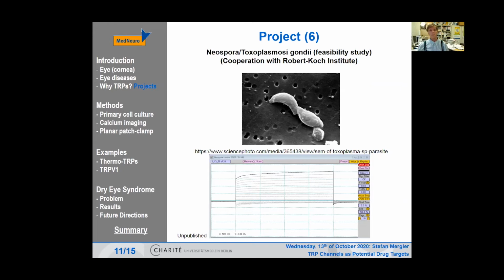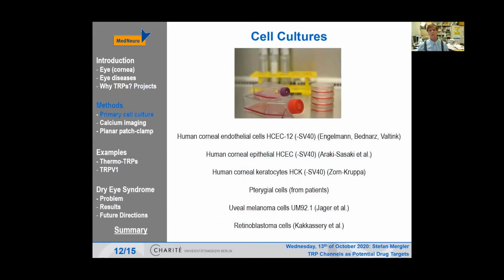Okay, these are the projects. And now coming to the next point, we are mainly using cell cultures.